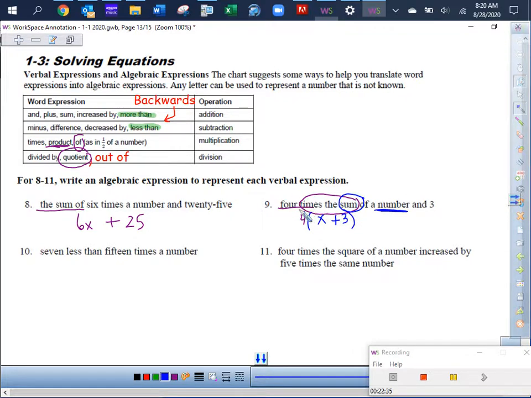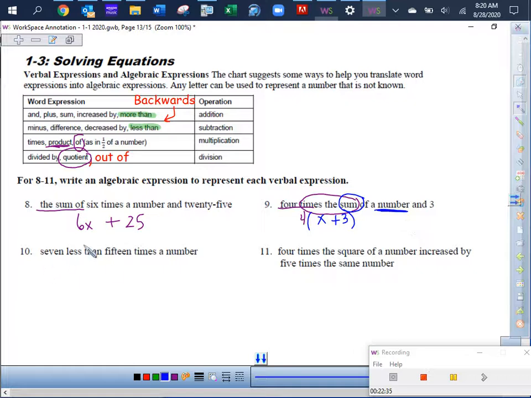This is probably one of the trickiest ones out of all of these. To take 4 times a sum or 4 times a difference. If you're going to multiply something times a sum or multiply something times a difference, that means that stuff had to be in parentheses in that case. So 4 times the sum of a number and 3. Notice no backwards phrases in there either. So I put everything in the order that I saw it in.